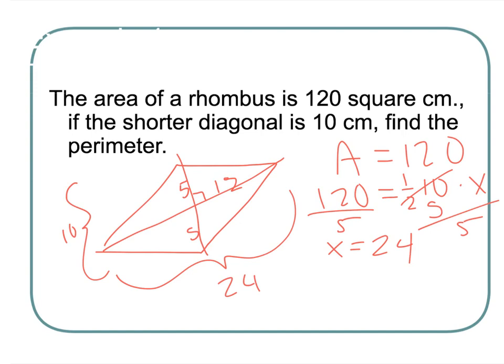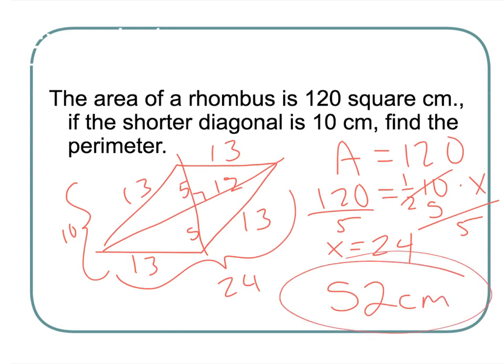Cool. Well, that looks like a 5, 12, 13 triangle. Remember, if you just don't forget anything, you're going to do great in this class. All right. So that means all my sides are the same. What's my perimeter going to be? 13 times 4 is 52 centimeters. Boom. That was fun.